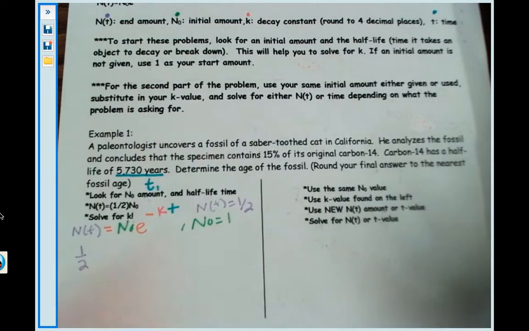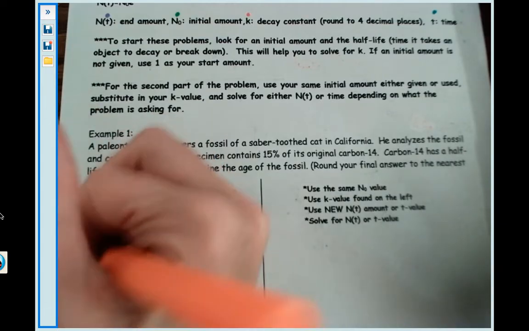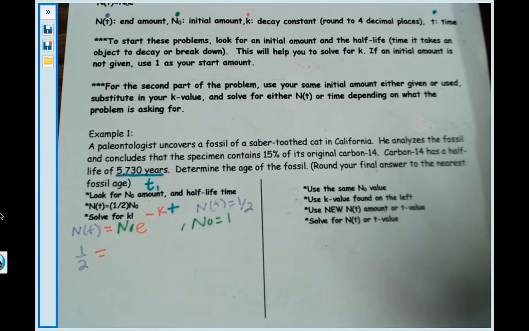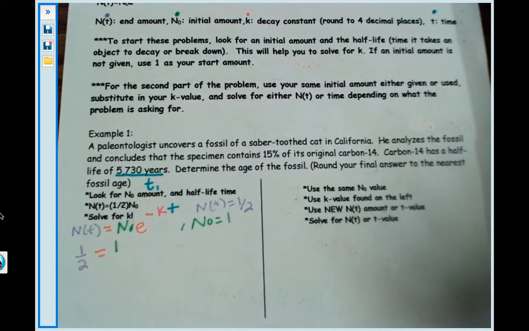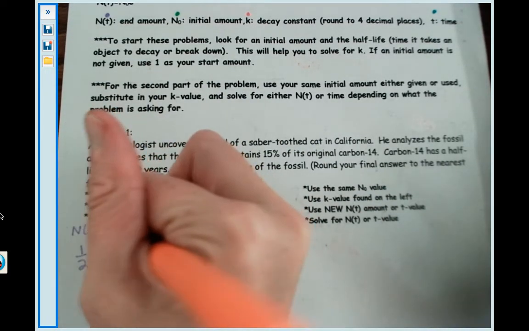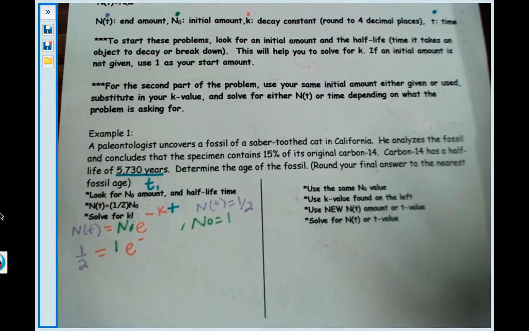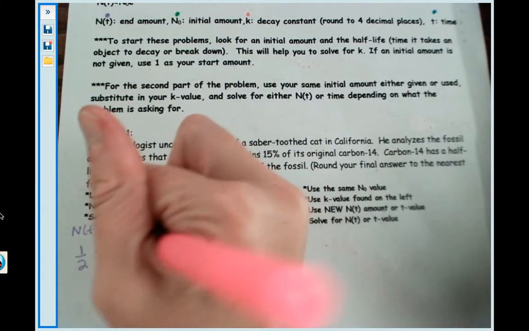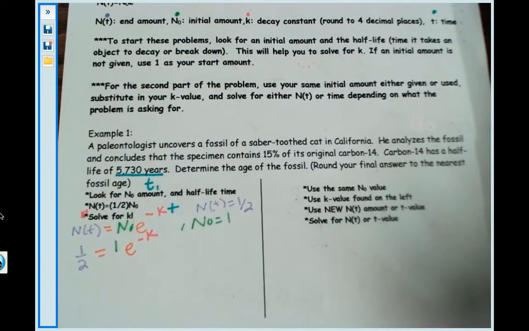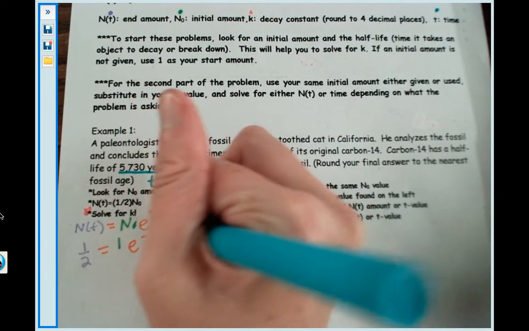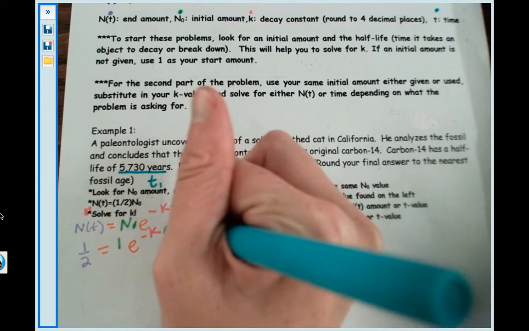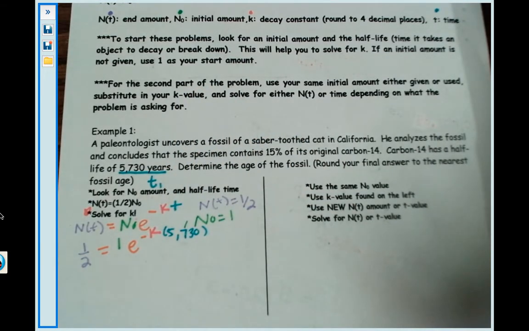So we have 1/2 equals my n sub 0, which I didn't know, so I just made it a 1 since I didn't know what the start amount was, times e to the negative k, which I'm solving for. I don't know what k is. That's what we're solving for. And then the time we're using is the half-life time, so the time is 5,730. So we need to solve this for k.